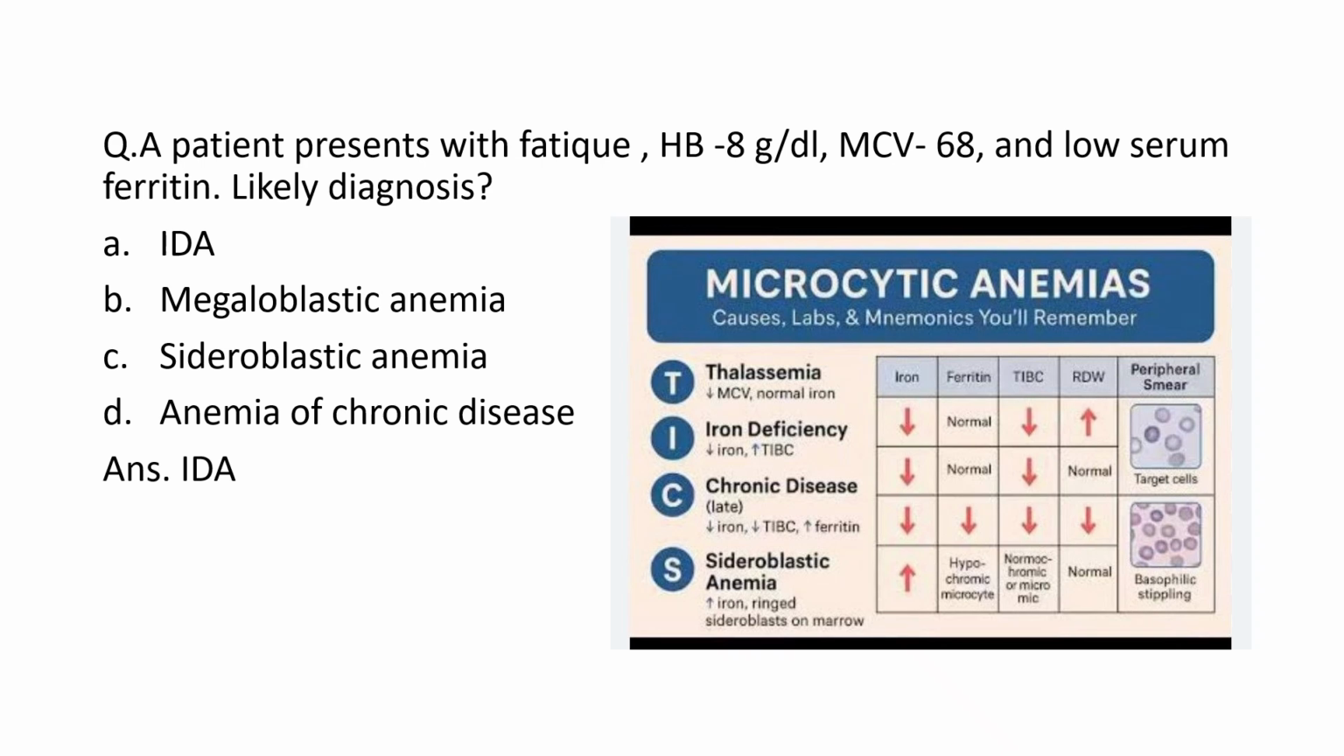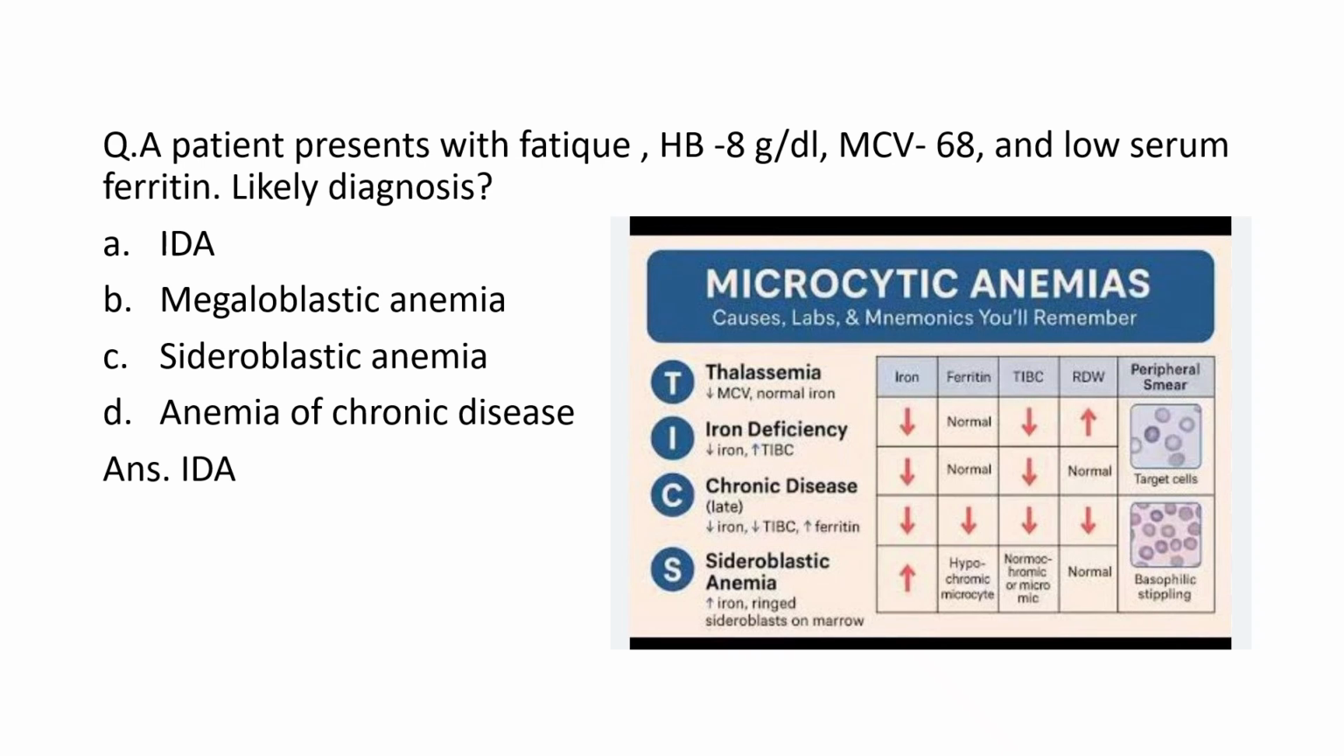The first question is, a patient presents with fatigue, Hb of 8, MCV of 68 and low serum ferritin. Likely diagnosis? The patient presented with fatigue and Hb of 8, that is, the patient is anemic. MCV is 68, that is low. Normal MCV ranges from 80 to 100. MCV is low, so the patient has microcytic hypochromic anemia.